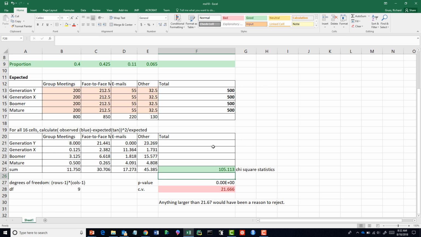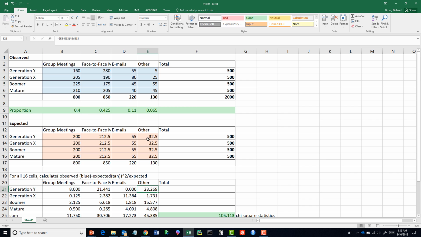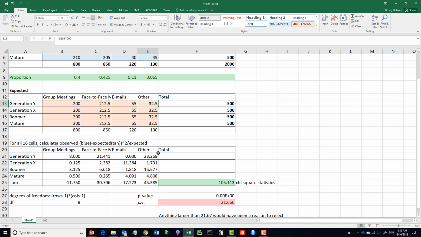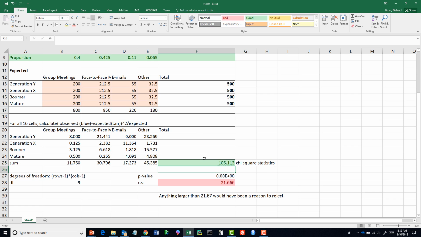because if you look at the size of the cells, this is a pretty huge difference here, and you can see that the reason for that is because generation Y only said other 5, so the difference between that and that is quite large. So consequently, the chi-square statistic was very large. This is a very large chi-square statistic.